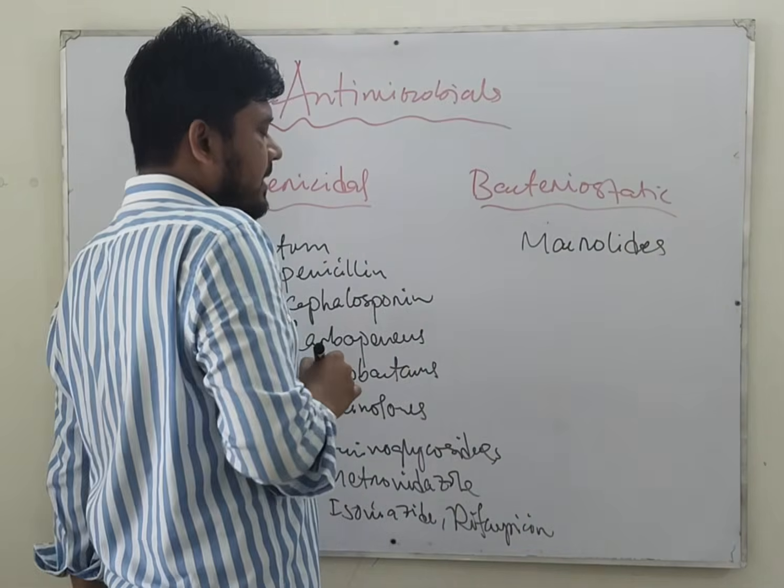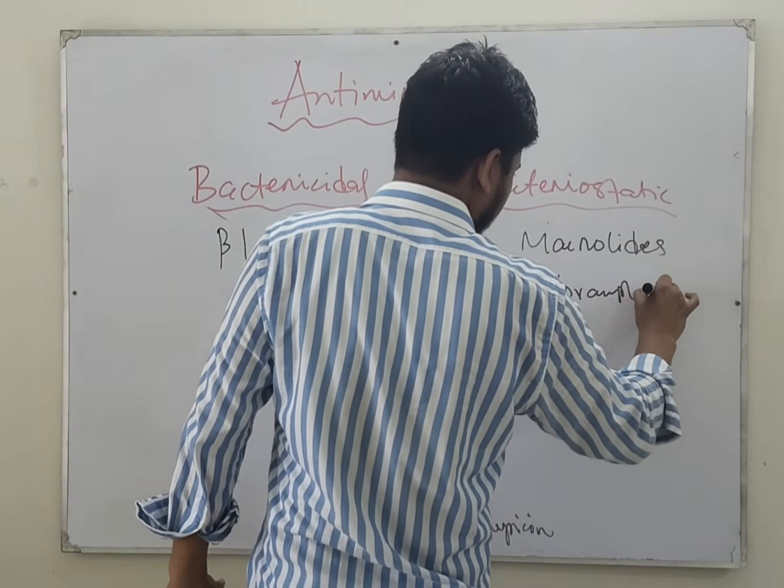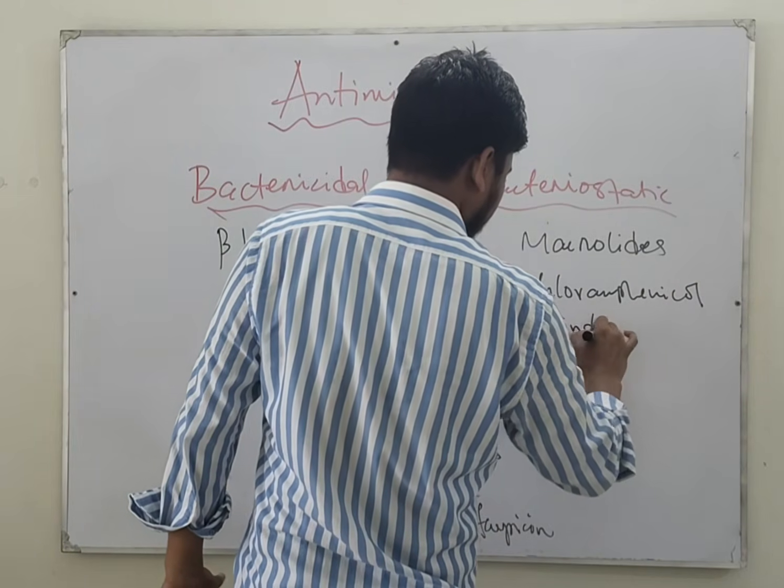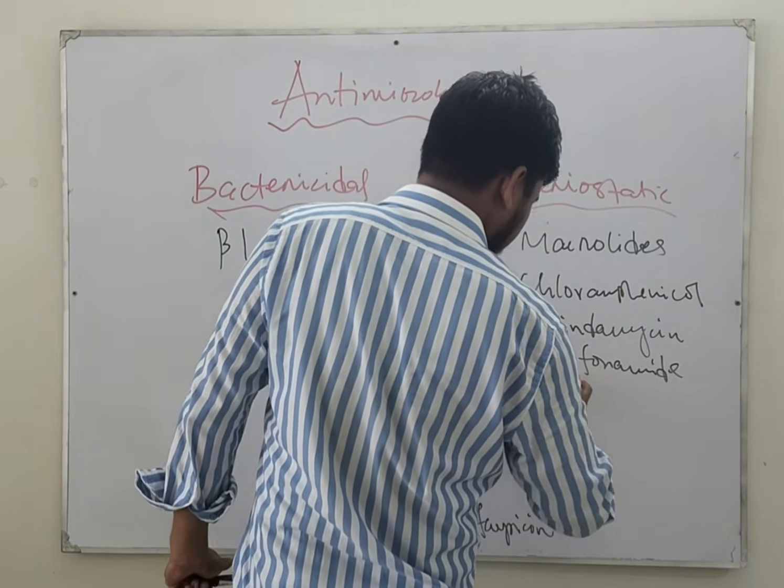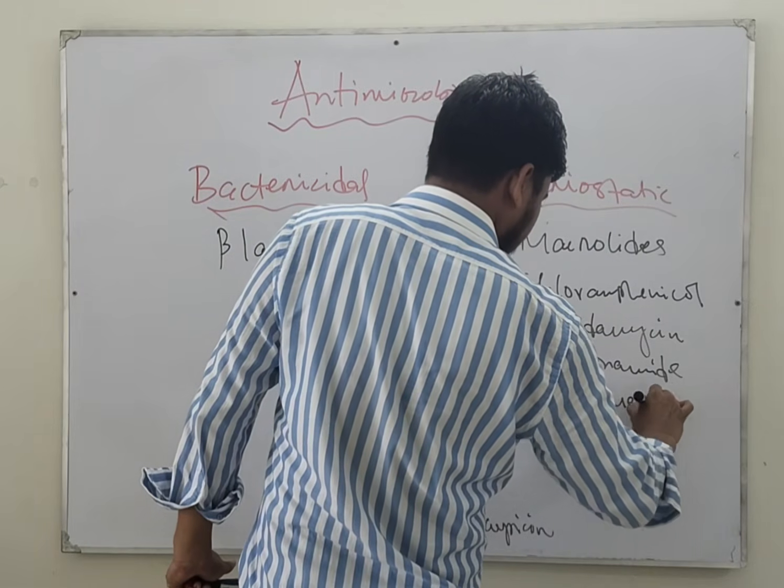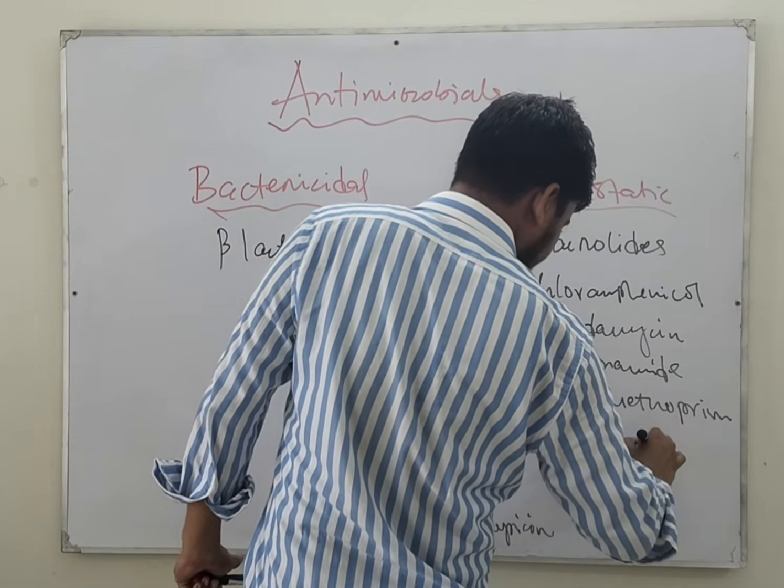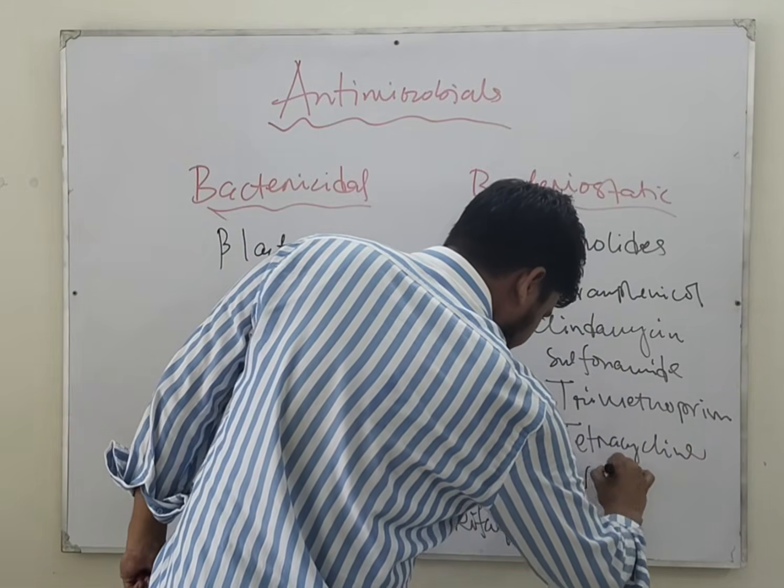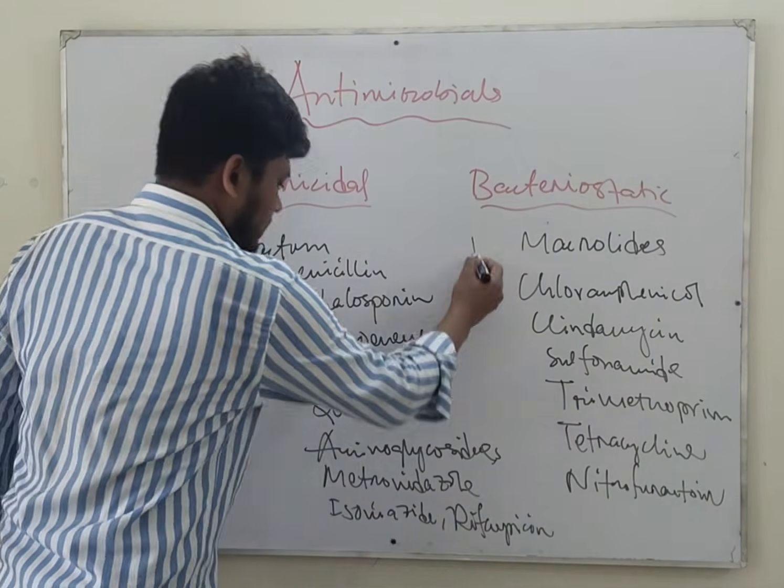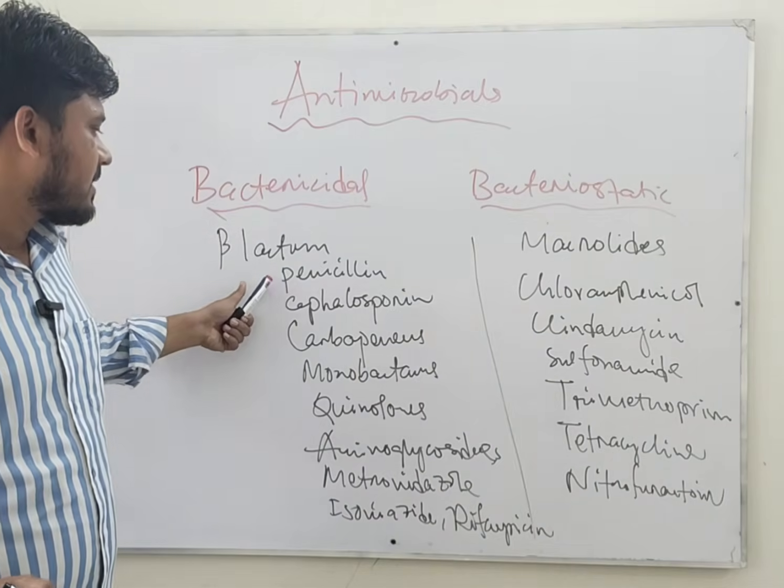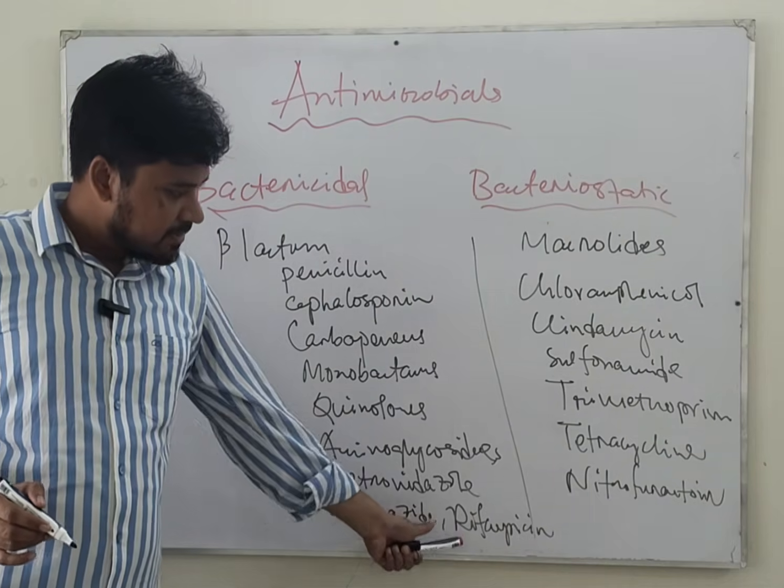Bacteriostatic antibiotics are macrolides like azithromycin, erythromycin, clarithromycin, chloramphenicol, clindamycin, sulfonamide, trimethoprim, tetracycline, nitrofurantoin.